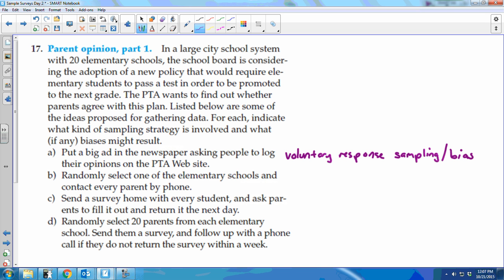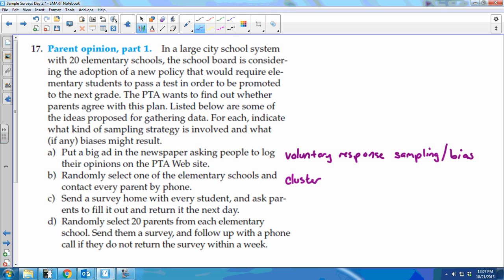B. Randomly select one of the elementary schools and contact every parent by phone. What kind of sampling strategy is that? Cluster. Because you pick one and do a census, right? Now, what kind of bias might this introduce? Maybe non-response. This one is probably undercoverage, though.